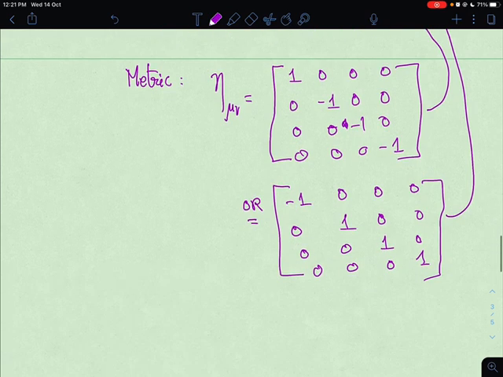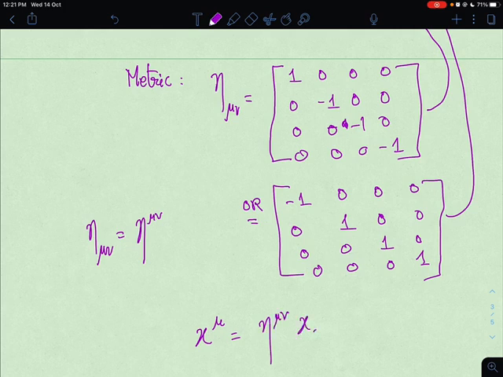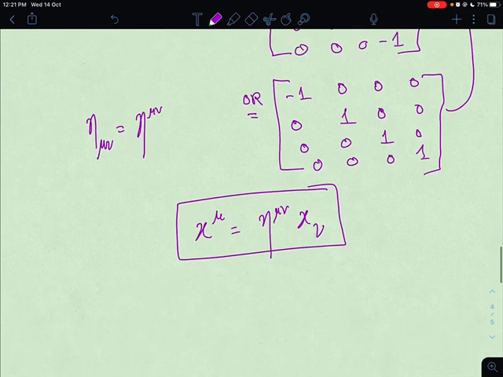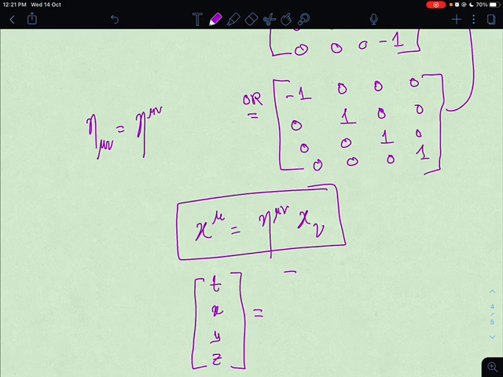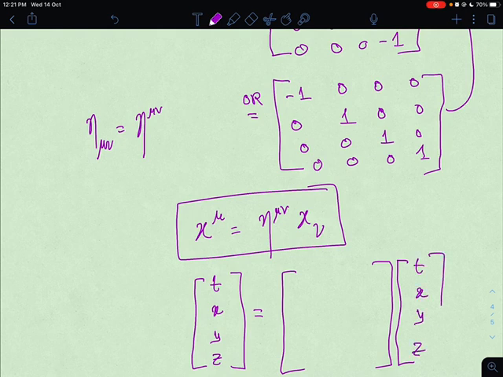To transform, say, for example, this one, eta mu nu, so x mu is equal to eta mu nu x nu. This is the definition. What does this do? If I write it in terms of column vectors, then you will understand it. So this is x mu, so t, x, y and z is equivalent to this matrix times again this column vector t, x, y and z.